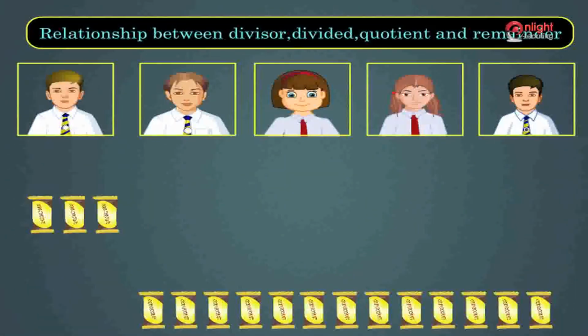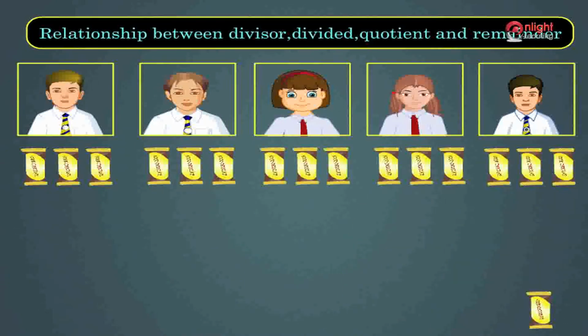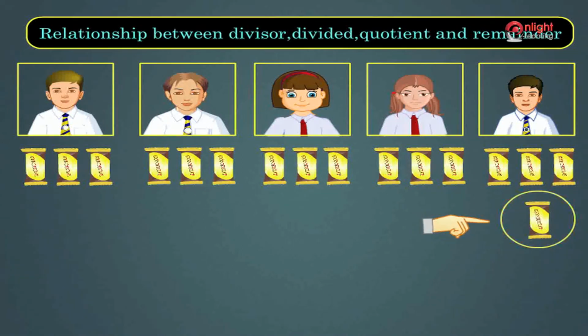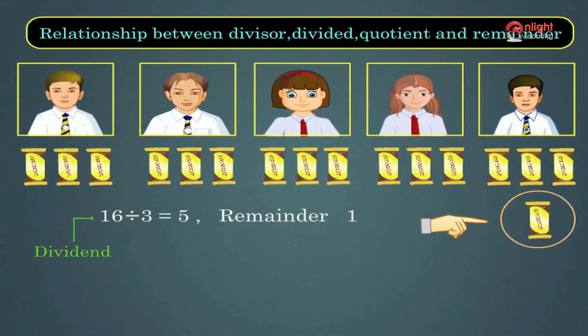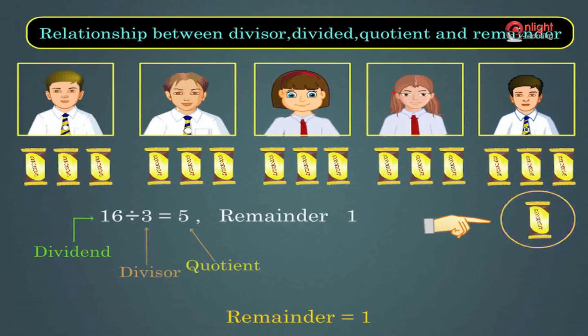You have seen that if 16 chocolates are divided among 5 children, each gets 3 chocolates, 1 chocolate is left over. Or 16 divided by 3 equal to 5, remainder 1. Dividend equal to 16, quotient equal to 5, divisor equal to 3, remainder equal to 1.